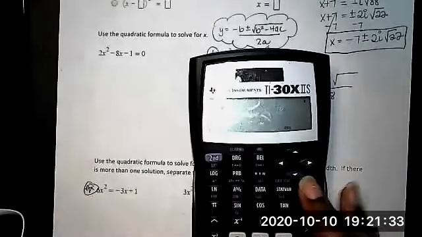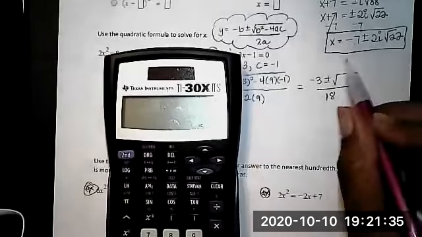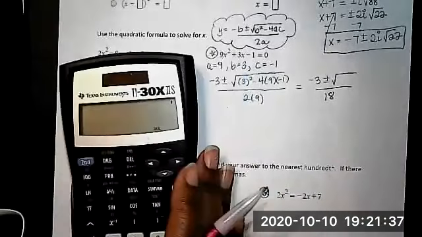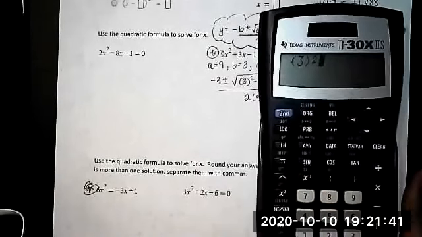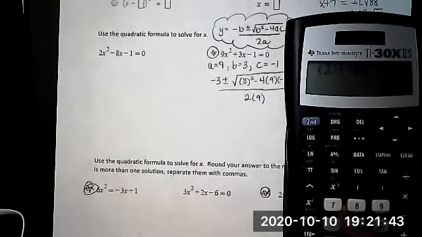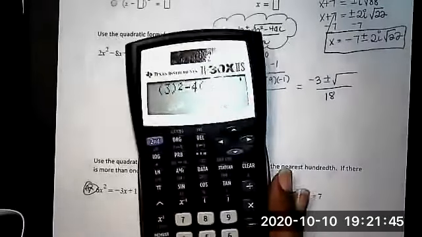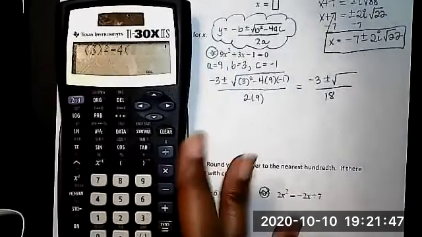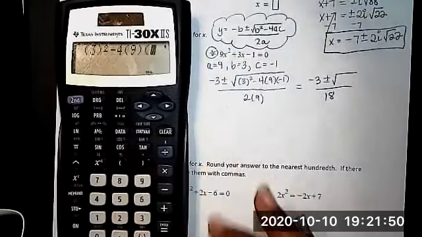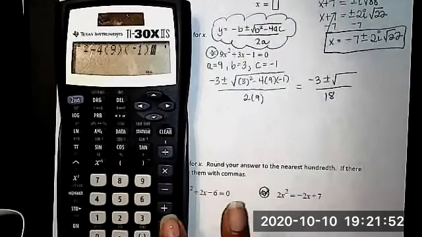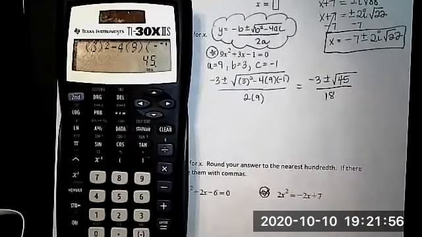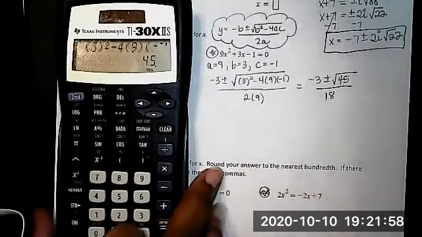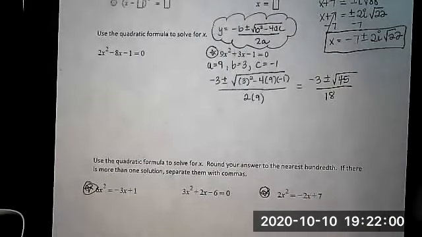So what I'm going to put in my calculator is not the square root. I'm going to put all the numbers under it. So I'm going to put parentheses 3 squared minus 4 times 9 times negative 1. Push enter. I get 45. So under here is just 45. Now I do need to simplify what's under here.